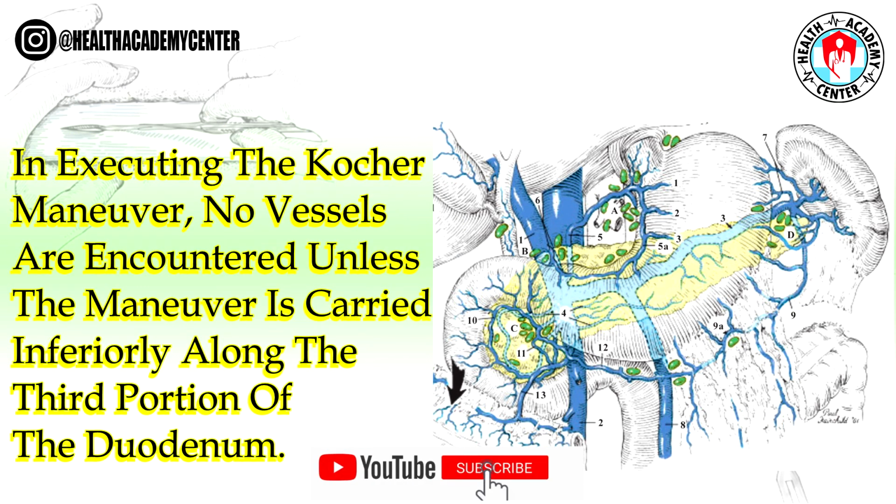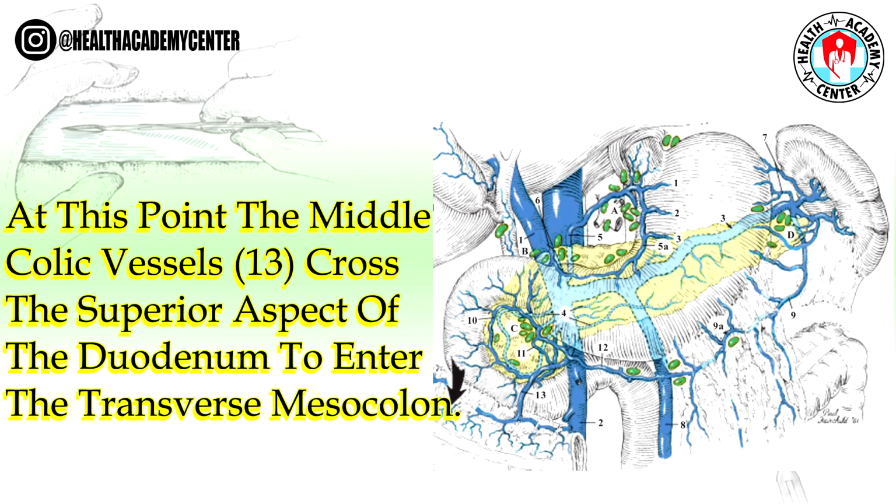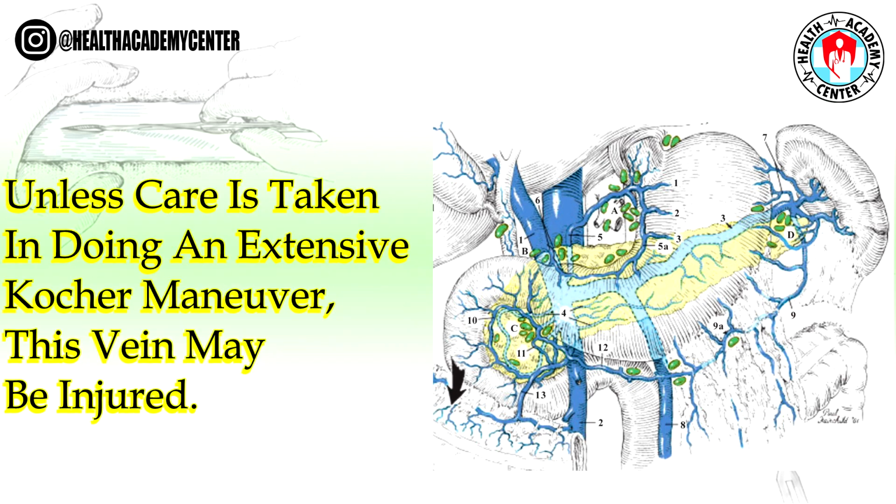In executing the Kocher maneuver, no vessels are encountered unless the maneuver is carried inferiorly along the third portion of the duodenum. At this point the middle colic vessels, 13, cross the superior aspect of the duodenum to enter the transverse mesocolon. Unless care is taken in doing an extensive Kocher maneuver, this vein may be injured.